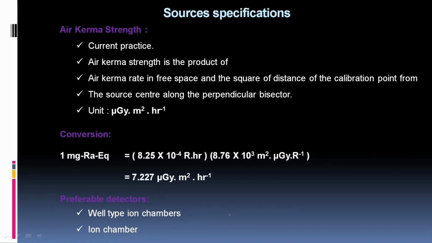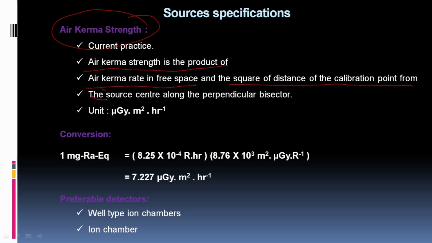And nowadays we actually use the air-kerma strength. Air-kerma strength is the product of the air-kerma rate in free space and the square of the distance of the calibration point from the source center along the perpendicular bisector, and the unit is microgray meter squared per hour. If we convert 1 milligram radium equivalent, we get 7.227 microgray meter squared per hour, and preferable detectors are well-type chambers and ion chambers, by which we can specify the source strength.